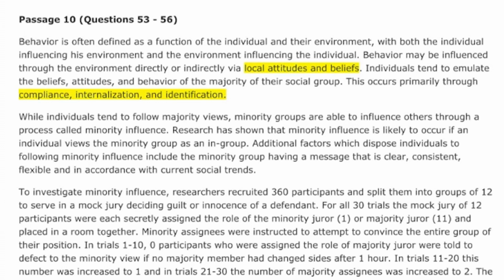So this paragraph introduces minority influence, so I would probably highlight that. And I would also highlight the in-group piece. So essentially, people within their in-group are more likely to be influenced. And in that last sentence, I'm also liking this piece about a clear, consistent, flexible message that is in accordance with current social trends. So essentially, it's saying if the messaging is along social trends, it might be more influential, right? Sounds like marketing 101. Exactly. That's what you learn.